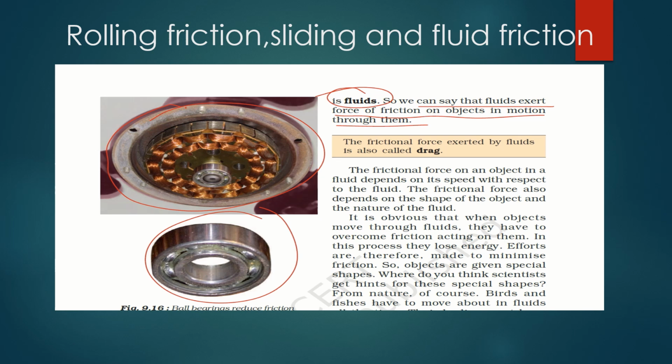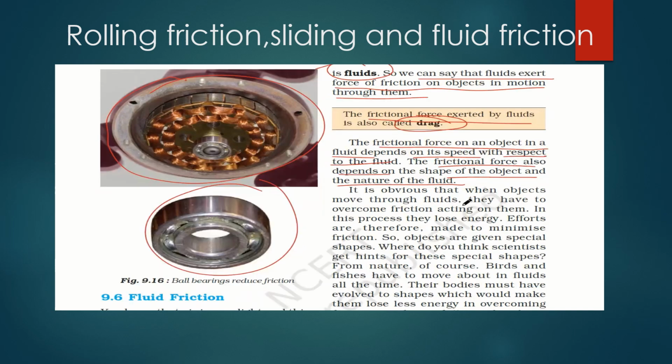Is it clear to all of you? Now, when water or air is passing around an object, they are also creating friction. So that is called fluid friction. The frictional force exerted by fluids is also called drag. The frictional force on an object in a fluid depends on its speed with respect to the fluid. The frictional force also depends on the shape and the nature of the object. Both liquids and gases are considered fluids here.